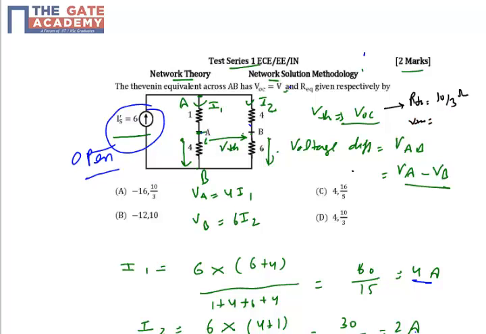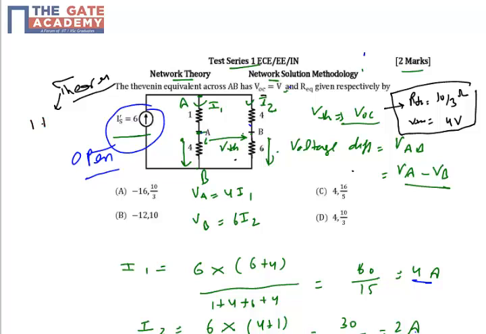So we have calculated both the values. RTH is equal to 10 by 3 ohms. VTH we have calculated as 4 volt. Right? It's a problem of Thevenin's theorem. It's a very simple problem, but the topic itself is very important. Thevenin's theorems are very important because they have a very distinct weightage.